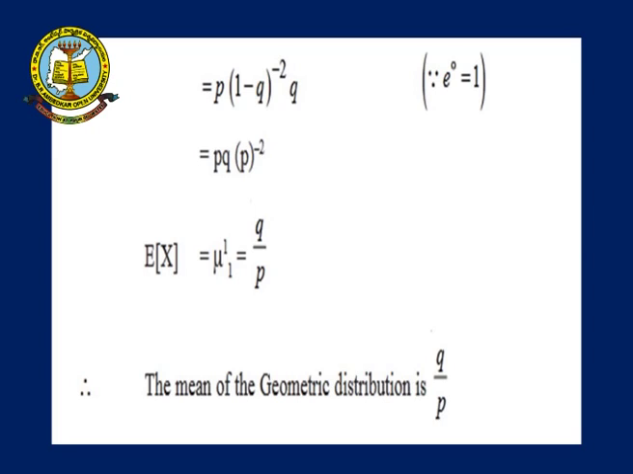So pq, p into q is on the other side, and I brought it over here, 1 minus q. We know that p plus q is equal to 1, so in place of 1 minus q I am writing p. So p into q into p whole power minus 2. So E of x is equal to mu1 dash is equal to pq into p power minus 2. Bringing the denominator, p square, and after cancellation of the values, we get q by p. The mean of the geometric distribution is q by p.